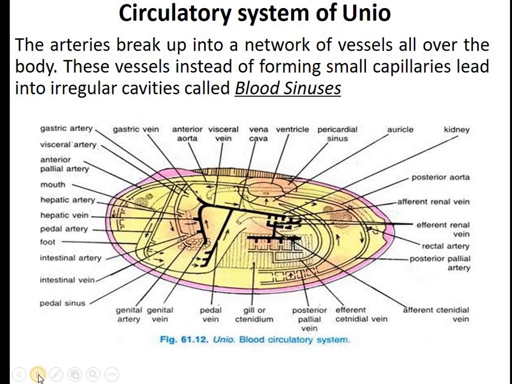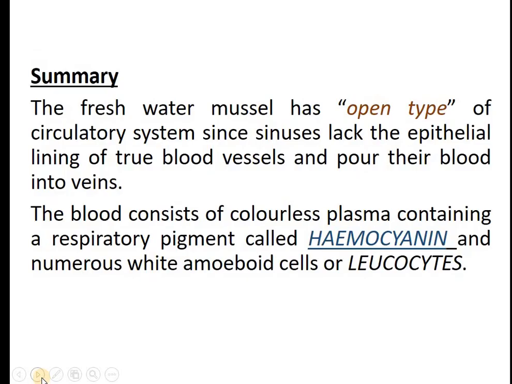The arteries break up into a network of vessels all over the body. These vessels, instead of forming small capillaries, lead into irregular cavities called blood sinuses. So here, between the arteries and veins, there are blood sinuses. Blood sinuses refer to the open places of the blood. So summarily, we discussed the heart in this class: heart, pericardium, arteries, and sinuses.